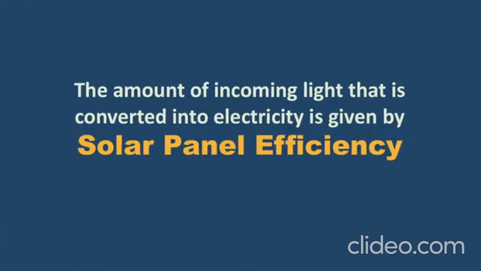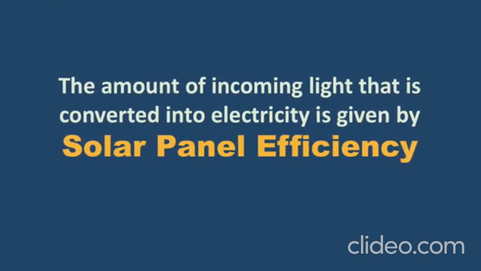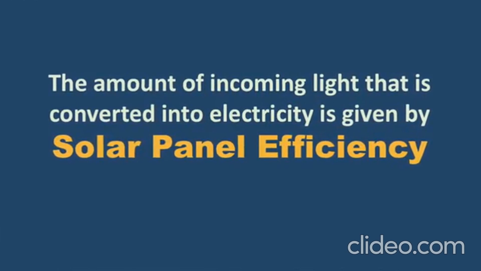Let's come to the next point. What is the efficiency of the solar cell? Efficiency is how much of incoming light is converted into electricity. So if 10% of incoming light is converted into electricity, efficiency is 10%. If 20% of incoming light is converted into electricity, then efficiency is 20%.